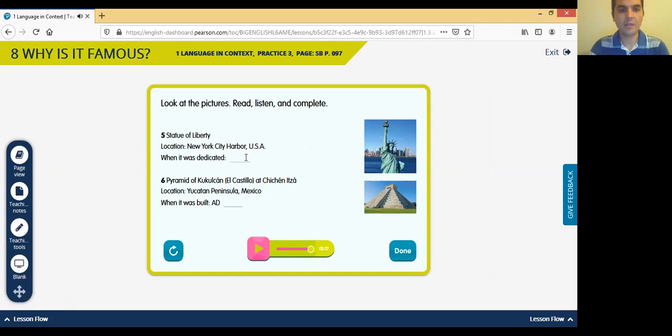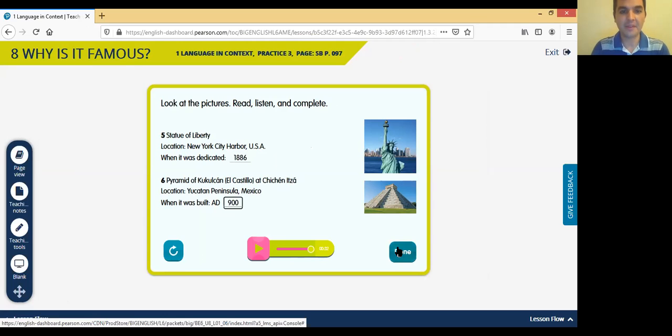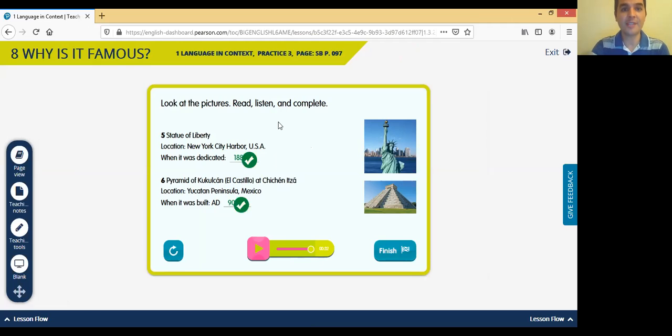Okay, so when was the Statue of Liberty dedicated? It was dedicated in 1886. That's the information they gave us, if I'm not mistaken. And then AD 900, I believe that's what they said about the Pyramid of Kukulkan being built. So let's check and see. All right, so that information is correct. Very good. Let's move on to another exercise to continue practicing.